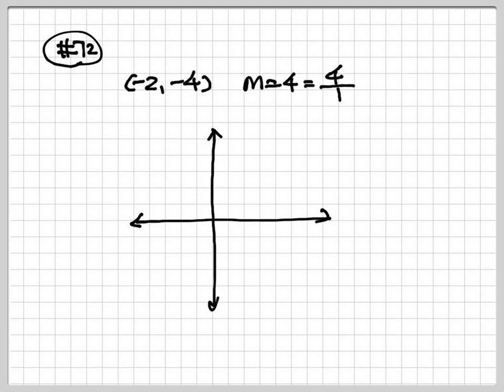So let's go to that point, -2, -4. So here will be -2, -4. Then let's go to my numerator. From this starting point, go up 4 spaces. Denominator always goes to the right. And after that, draw a line to connect the 2 points. So that's how you draw the line.